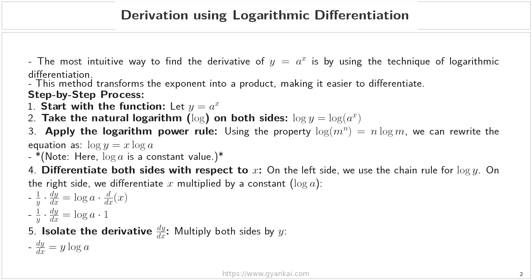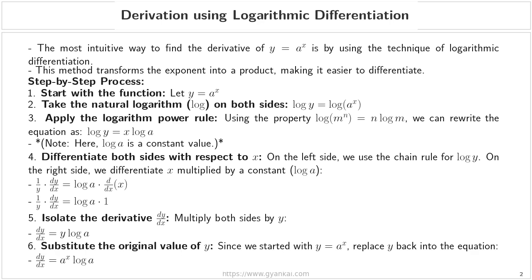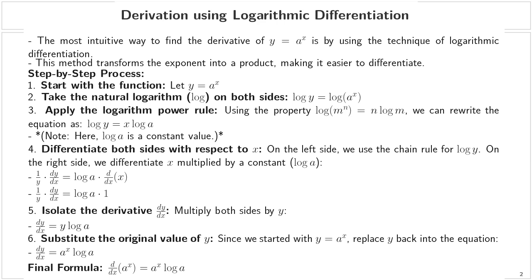This simplifies our expression to the derivative of y with respect to x equals y times the natural log of a. Finally, we substitute the original value of y back into the equation. Since we defined y as a to the power of x at the start, we replace y to get the derivative of y with respect to x equals a to the power of x times the natural log of a. This brings us to our final formula. The derivative of a to the power of x with respect to x is equal to a to the power of x times the natural log of a.